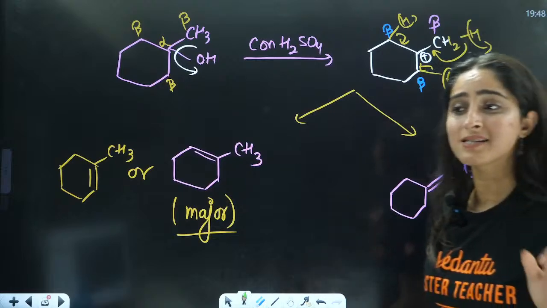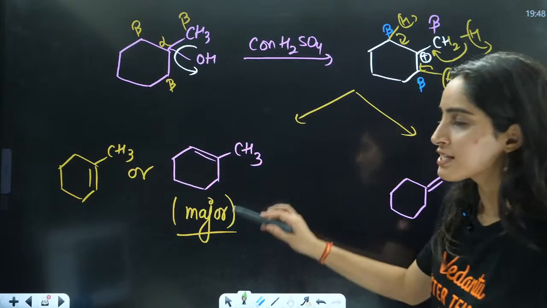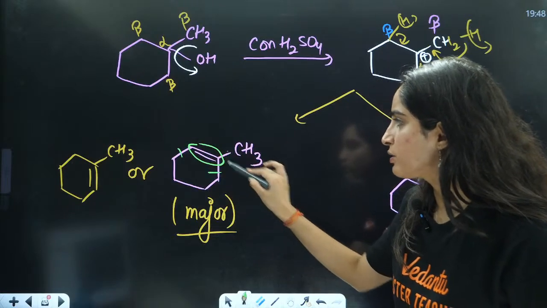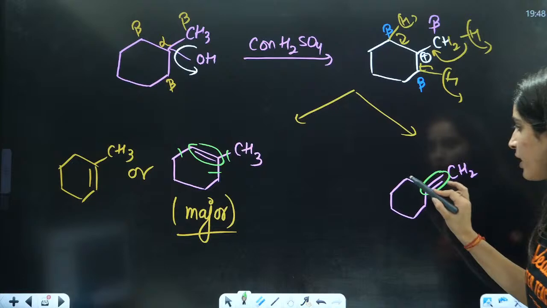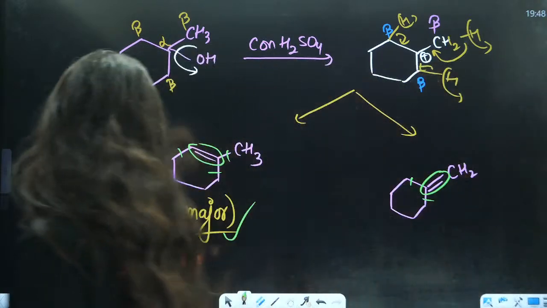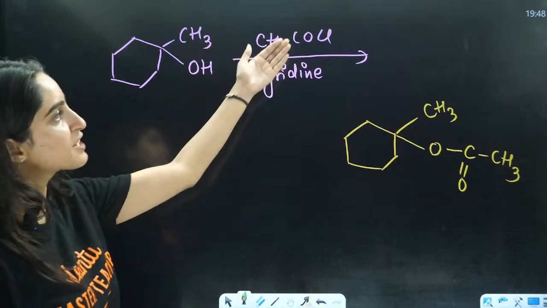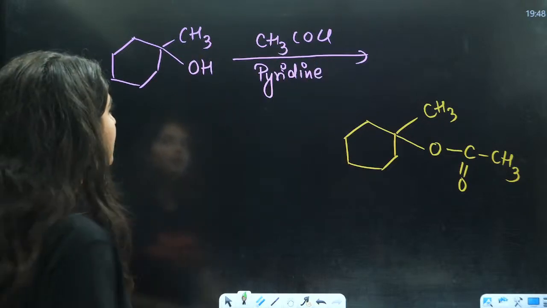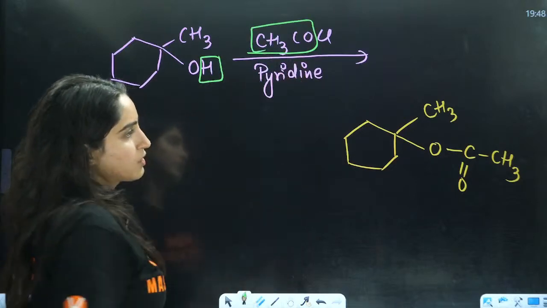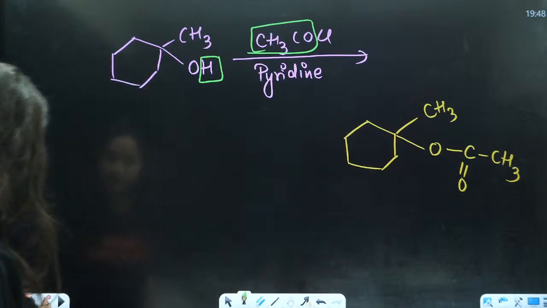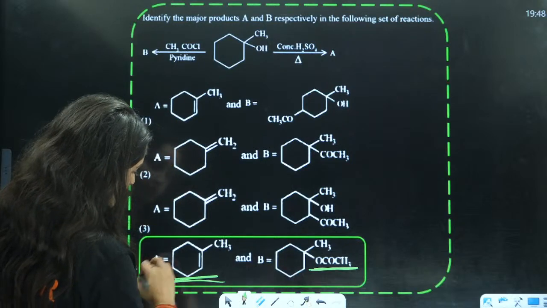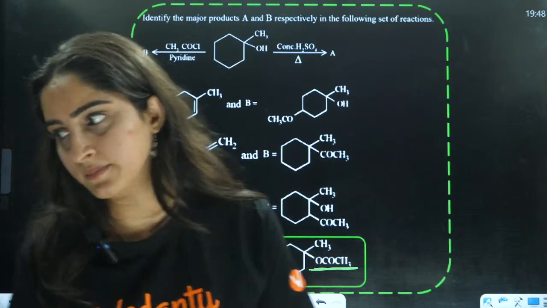This is obeyed by Saytzeff's rule, right? According to Saytzeff, the more alkyl substituted double bond is major. Here you have 1, 2, 3 substitution. Here you have only 2 substitutions. That is why this is the major product, right? If you talk about CH3COCl and pyridine, H is replaced by COCH3. Hence, you will have the formation of this thing, right? So the answer will be OCOCH3 and this one. So the fourth option will become the correct answer.